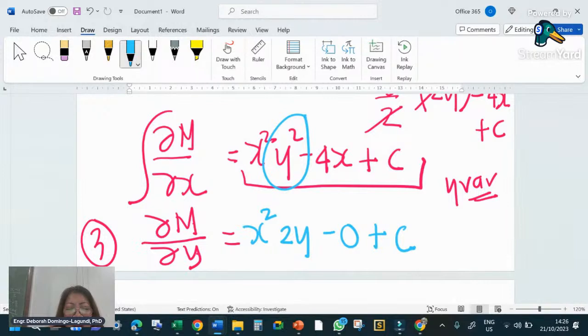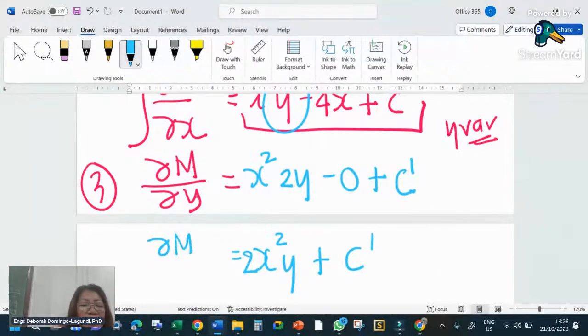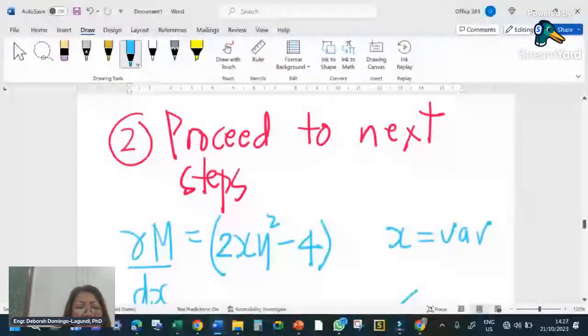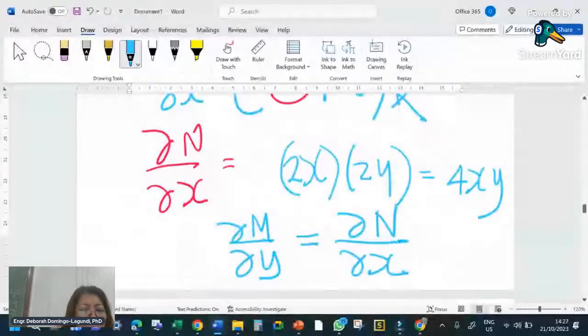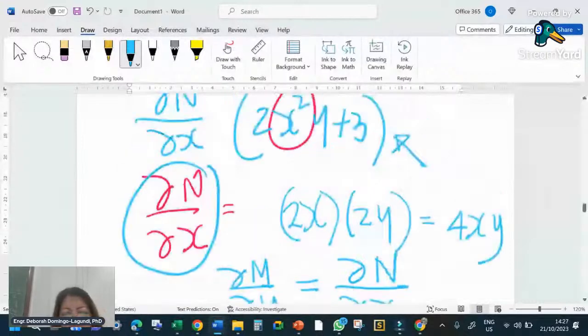So x squared, 2x squared y minus 0 plus c prime. I will not write 0 anymore. And this is the partial derivative of M. Equate this one to the partial derivative of N with respect to x, which is 4xy.